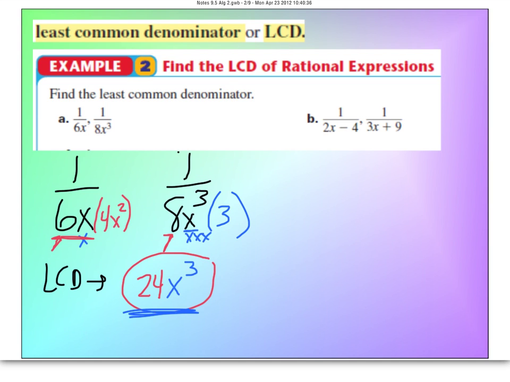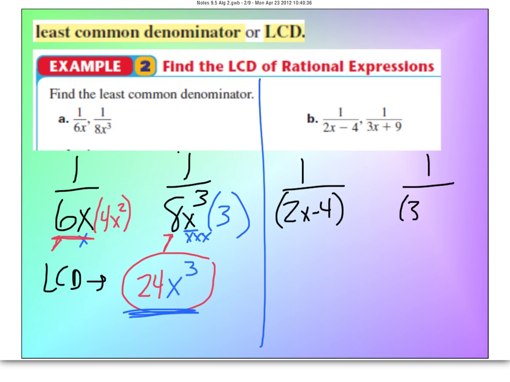Let's look at letter B. The least common denominator between these two. Remember, this is a binomial, so that's one group. This is another binomial. That's another group. When the two groups are completely different, the easiest way to make the least common denominator is take each group from each fraction and just make one big group from it. So I'm going to take this and say my least common denominator would be a combination of 2x minus 4 and 3x plus 9. That's what the bottoms of my fractions should look like.